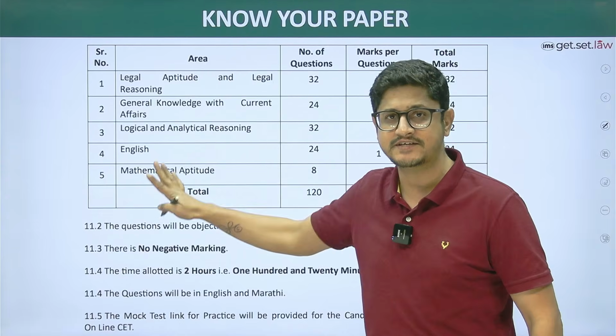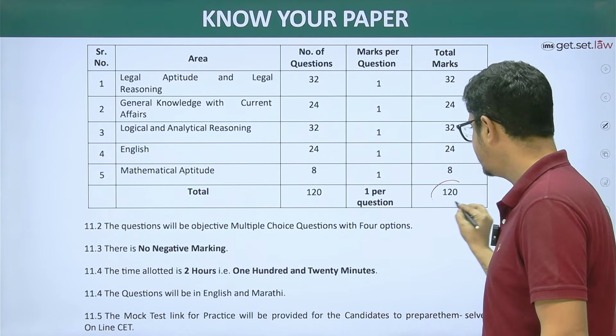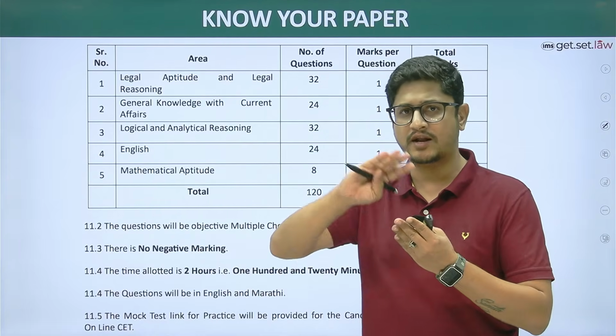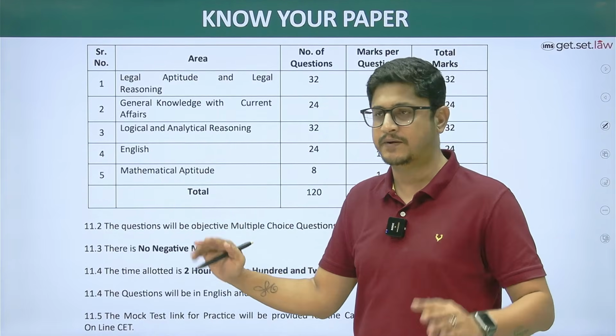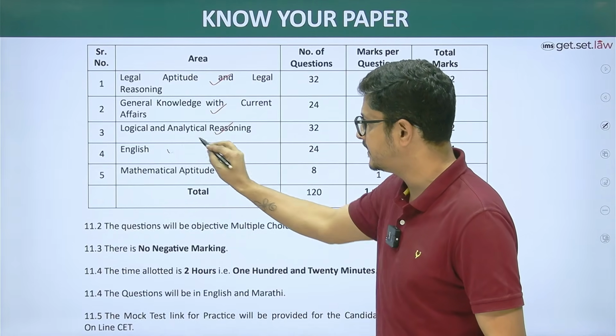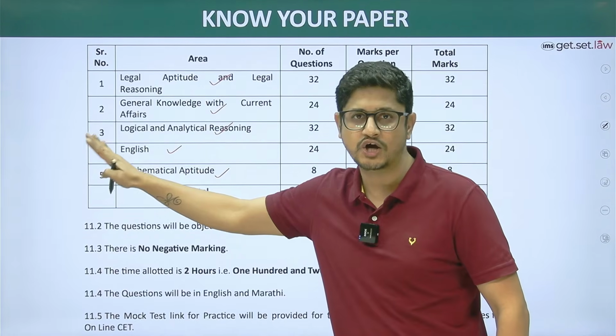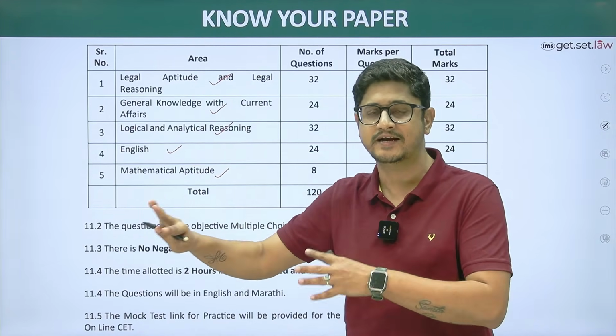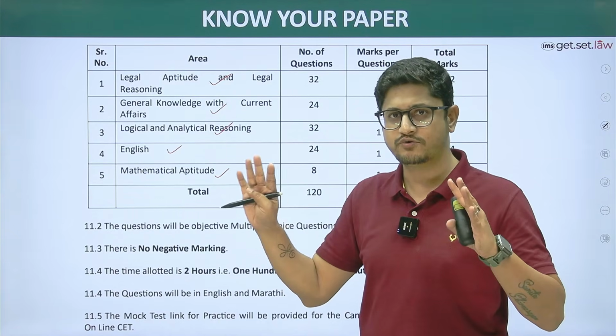So it has 5 sections. Total number of questions are 120, holding 120 marks and 120 minutes. So the number of questions is similar to the CLAT pattern. The sections are legal reasoning, general knowledge, logical and analytical, English, and mathematics. When they say logical analytical, it's more towards what you have already studied for SLAT and AILET. So you just have to keep that in mind.